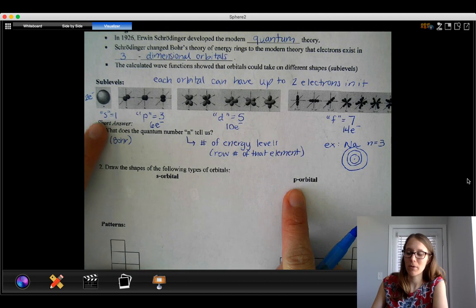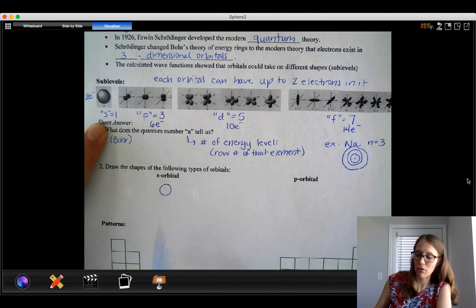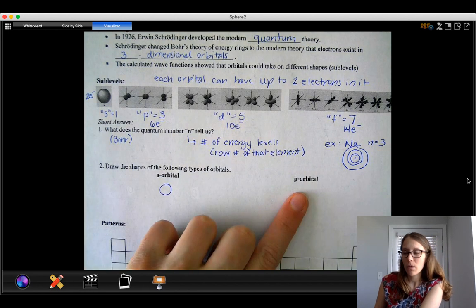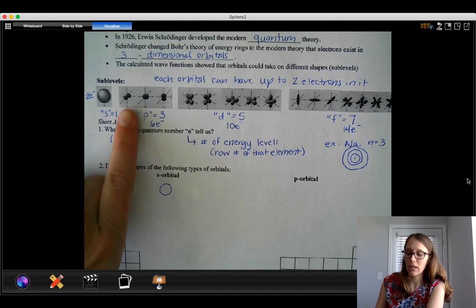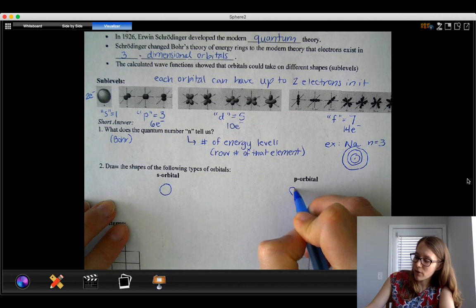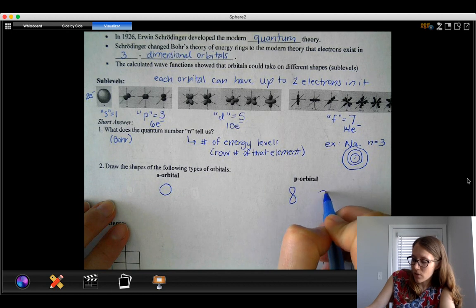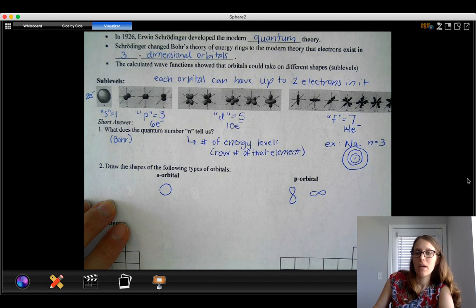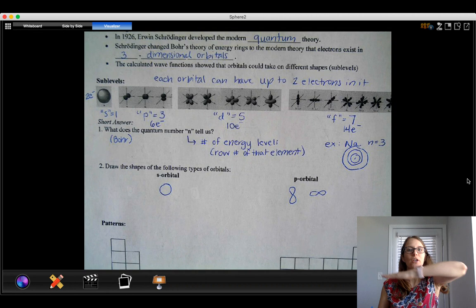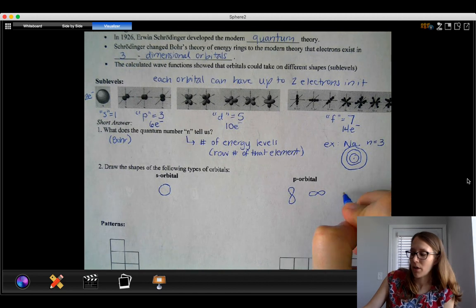So the s orbital is our spherical shape, it just looks like a circle. And then our p orbitals are the ones that look like figure 8s or dumbbells. So there are 3 different ones, one that's just going up and down, one that's going left and right, and then the 3rd one would be coming in and out of the page, which is really hard to draw.